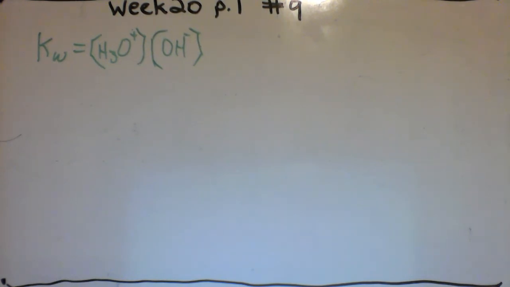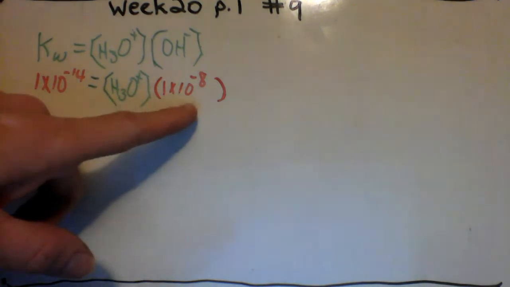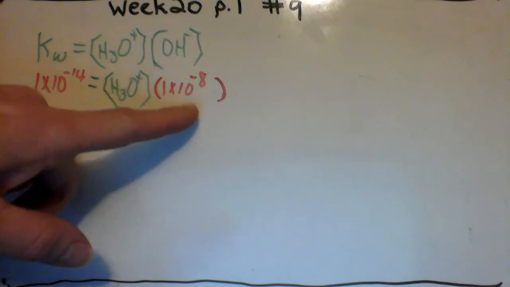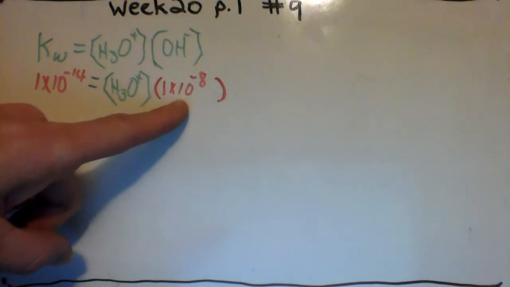We know the ion product constant for the self-ionization of water is 1 times 10 to the negative 14th, and the problem has given us the concentration of hydroxide ions, so we just need to replace these with numbers. And so we replaced the known values, and we are going to solve for hydronium by dividing both sides by the hydroxide concentration.